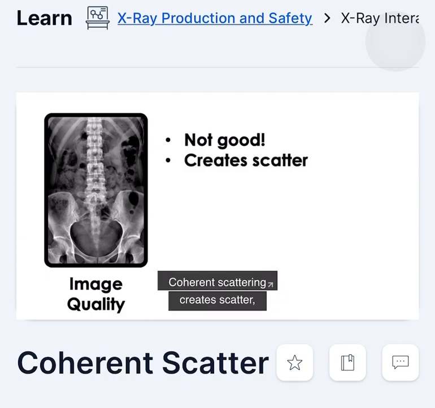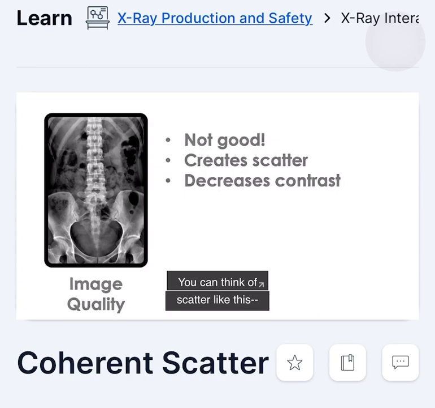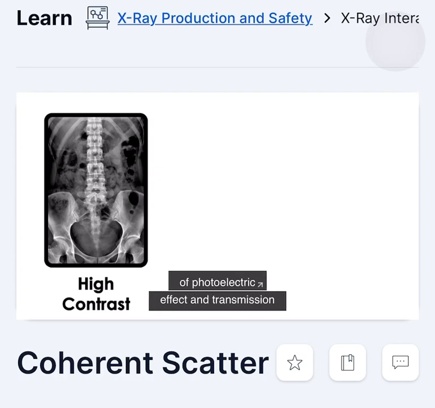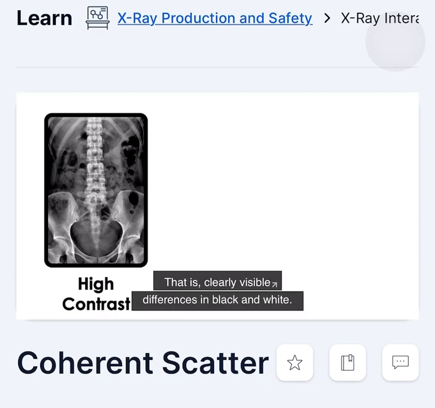Coherent scattering creates scatter, which therefore decreases the contrast in the image. You can think of scatter like this. When we make an X-ray exposure, the combination of photoelectric effect and transmission through the patient together creates an image that would have high contrast, that is, clearly visible differences in black and white.